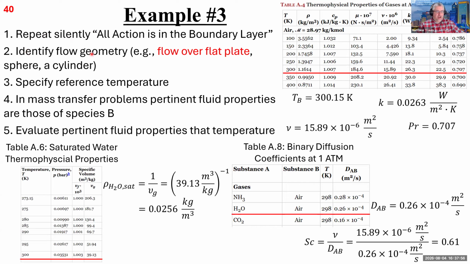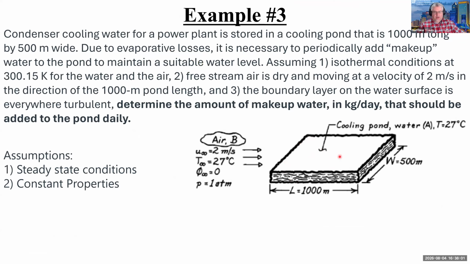We're going to identify the flow geometry. This is effectively flow over a flat plate, right? It's basically a pool of water. The water is flat. So from a heat transfer, mass transfer perspective, this is just going to look like a flat plate.